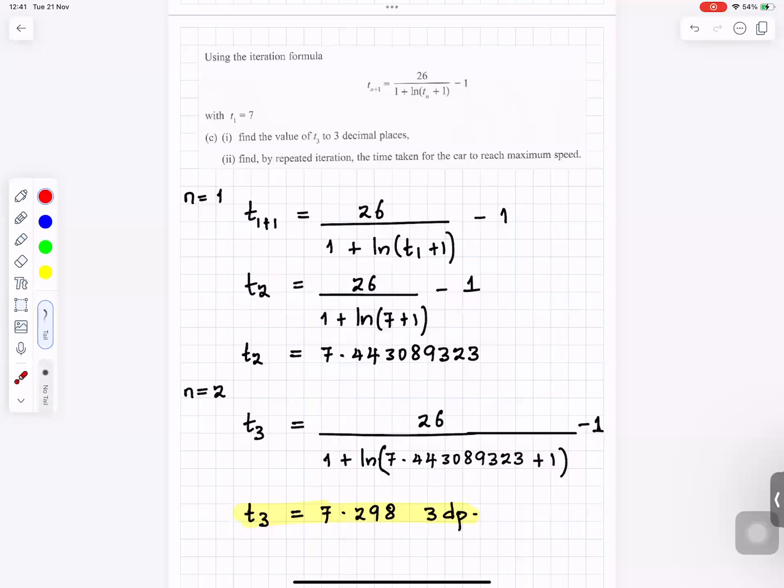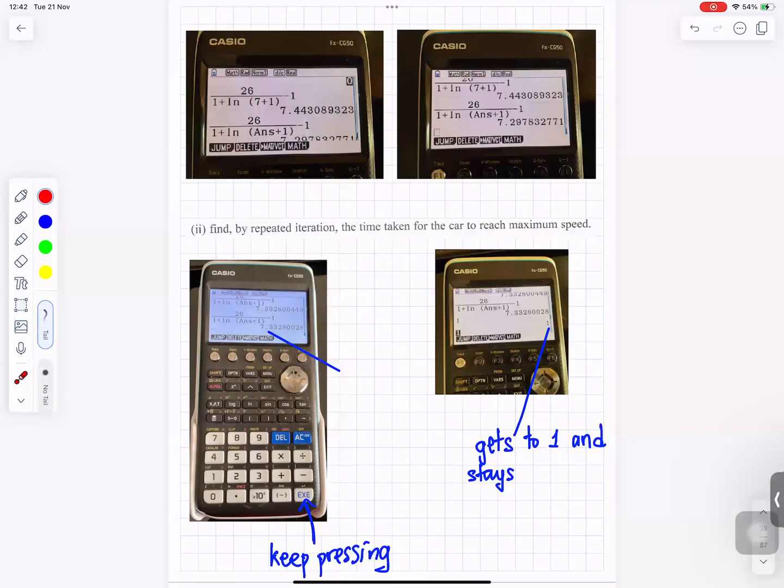For part C, you put n equals 1, and we know t1 is 7. So you substitute 7 for t1, and you get this answer there, and that gives you t2. Now you put n equals 2, you substitute the answer for t2, and that gives you the answer for t3. So that's t2 and that's t3. And you do that in the calculator, you get the first answer. You use the answer in the calculator and then press repeat, and then it gives you the next answer, until you get to 7.33.